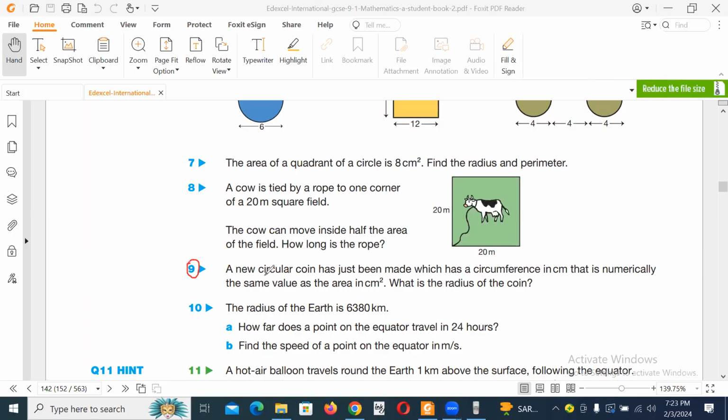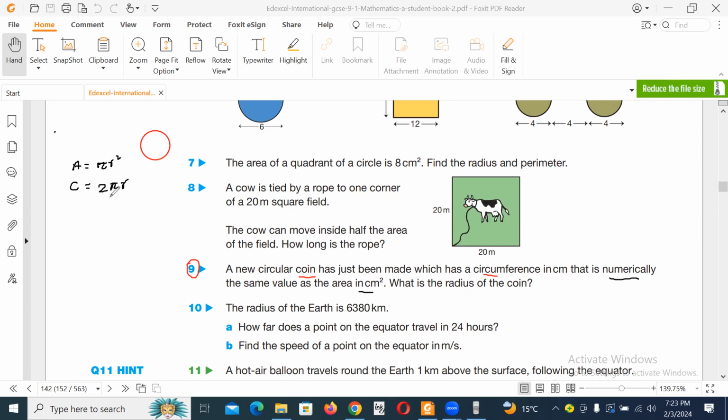Next, question number 9. A new circular coin has just been made, which has a circumference in centimeters. So our circular coin is a circle, and we all know that the area of a circle is equal to pi r squared, as well as the circumference is 2 pi r. Now they want the circumference in centimeters that is numerically the same value as the area in centimeters squared. So what is the radius of the coin?